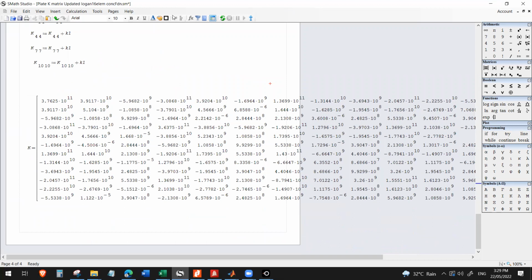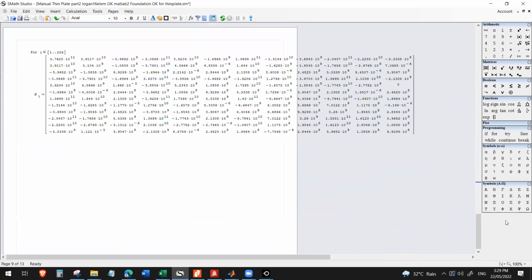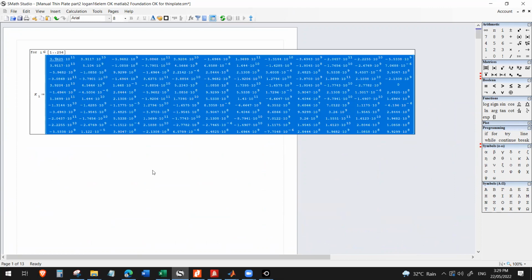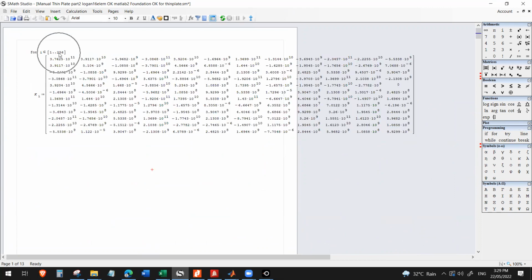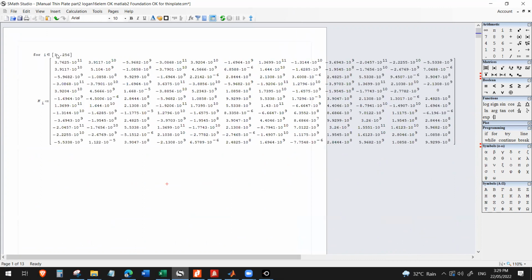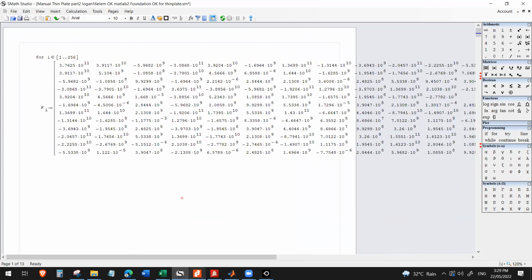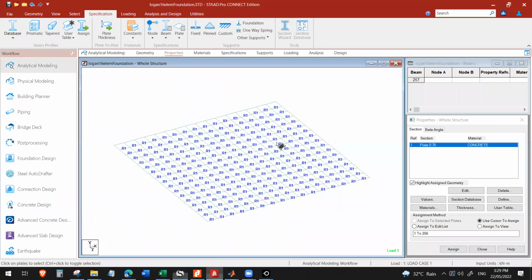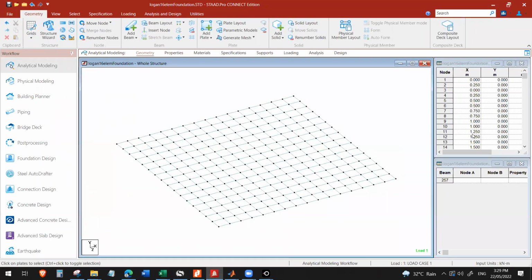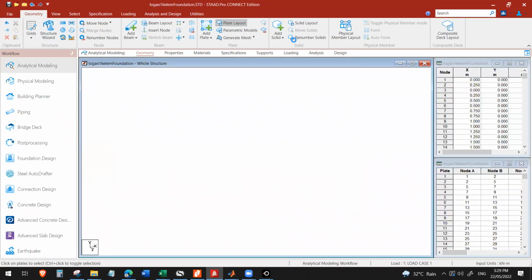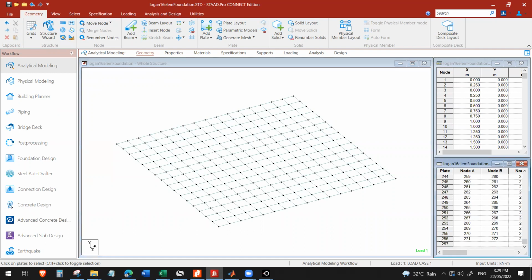Now, I will transfer that to my second SMAT code. I will copy paste here, and then I will iterate up to the number of elements I have. In this case, we have 256 elements. So go here, create layout. That's a total of 256 elements.